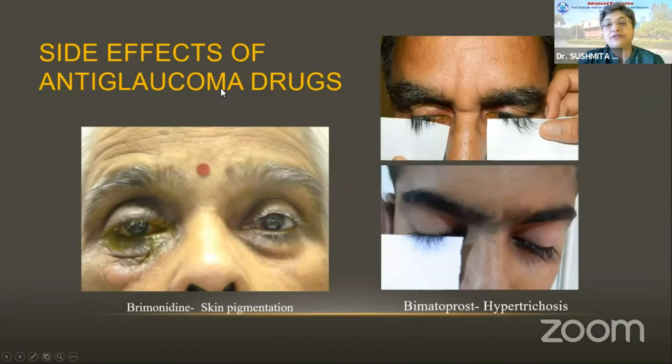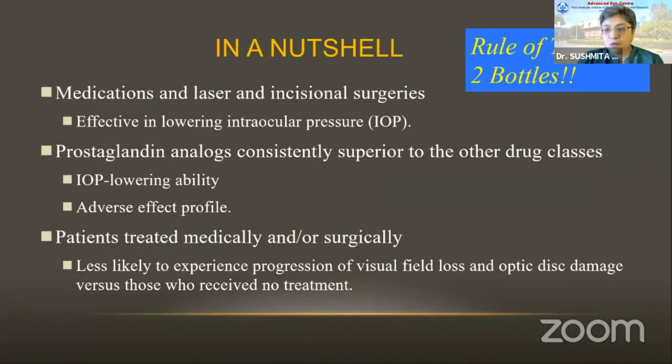But then you can have side effects of the antiglaucoma drug itself. So this is by brimonidine, the periocular pigmentation and the dryness. And this is, of course, Lumigan or bimatoprost, which we've all seen. You can have these really long lashes, so we avoid it in case we need to give it in one eye. So rule of thumb now is about 2 bottles and not more than that.